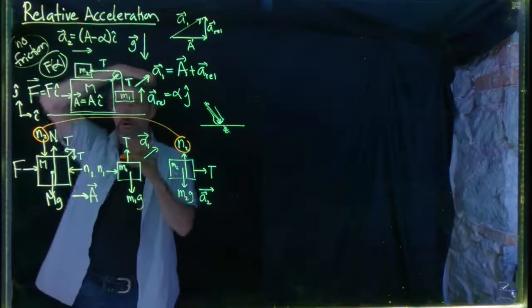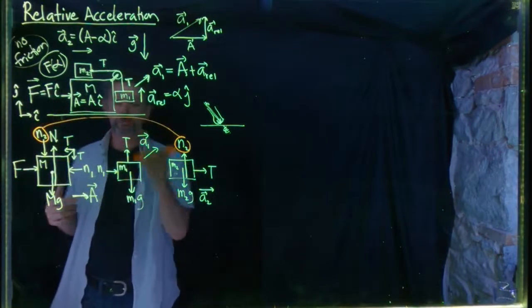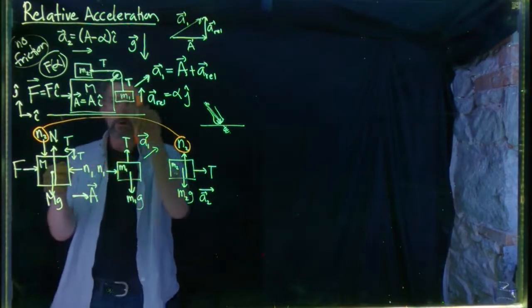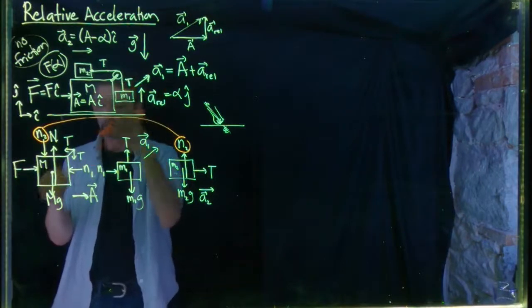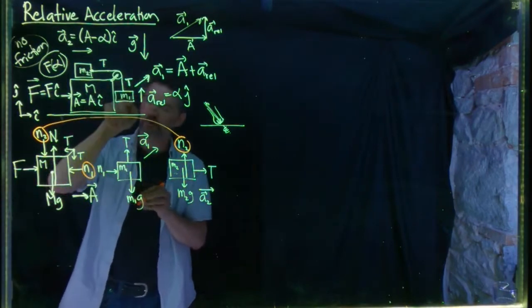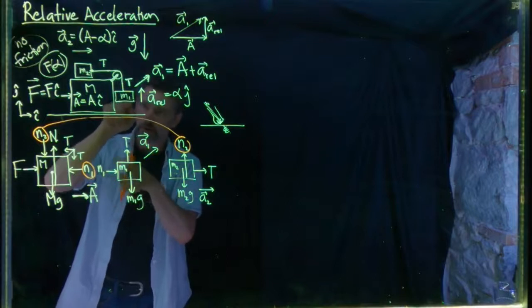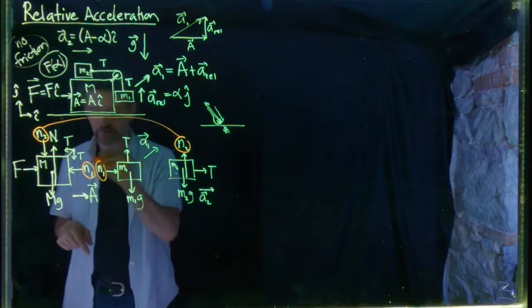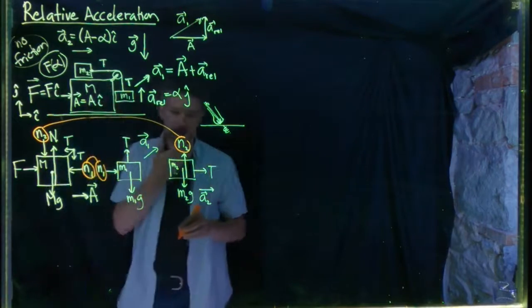What else? The tension. So actually, let's go with the normal forces first. M1 is pushing to the left on big M with a force of magnitude N1. Well, then big M must be exerting a force to the right on little m1 of exactly the same magnitude but opposite direction. So that's an action-reaction pair.